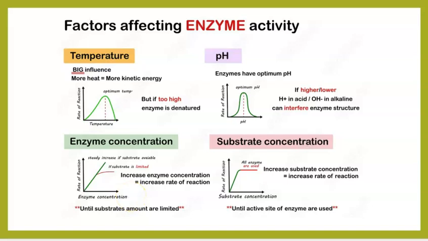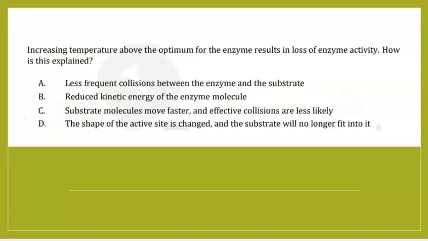Okay. Now let's go on to practice some EMSAT biology questions. So the first question says, increasing the temperature above the optimum for the enzyme results in loss of enzyme activity. How is this explained? We know why the enzyme activity is lost. It's everything related to denaturation, right? Let's look at the different options that we have here.